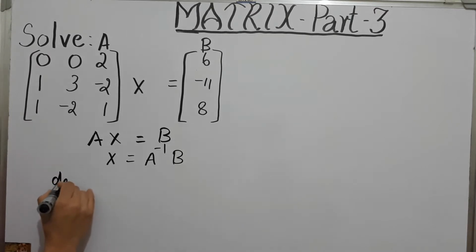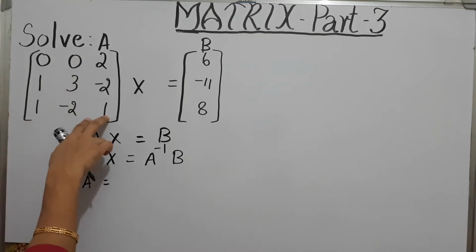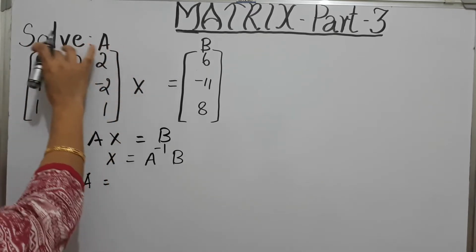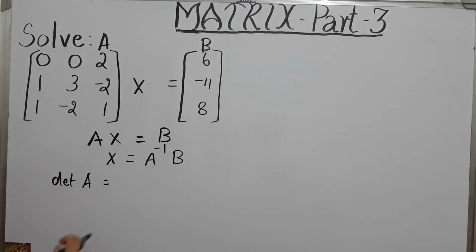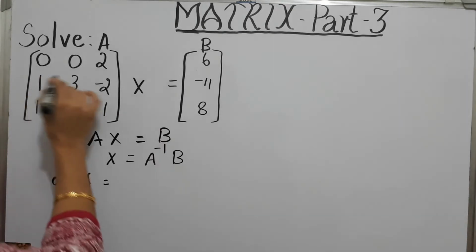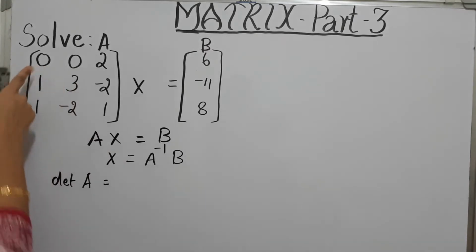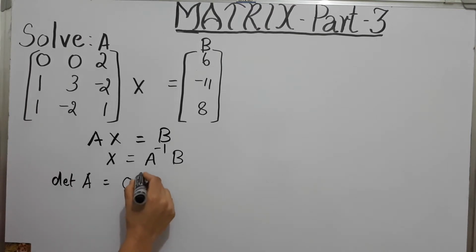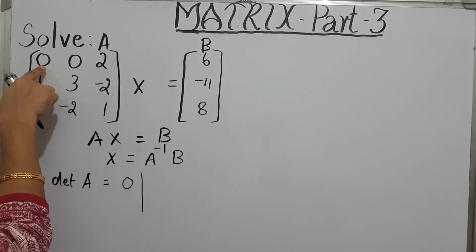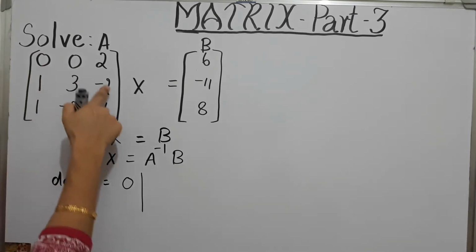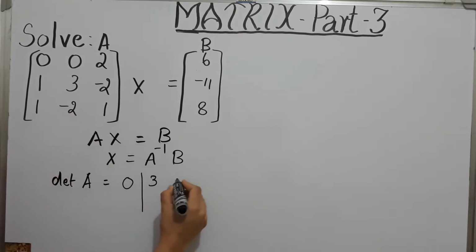So for that you have to find the determinant first. Determinant of A equals... for finding the determinant of a 3 by 3 matrix you have to take the first row. I'll show you how to do it. This 0 is the first element in the first row. So you have to take 0 times, and when you are taking the first row, first element, you have to ignore the first column. So you take only these 4 elements, which are 3, minus 2, minus 2, 1.